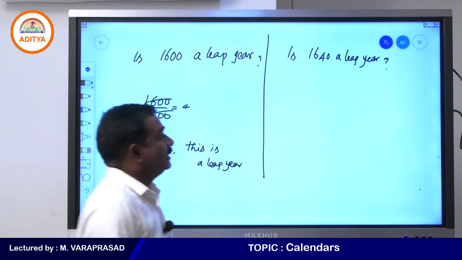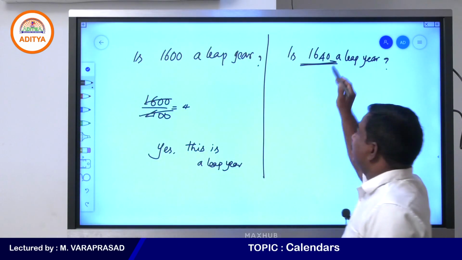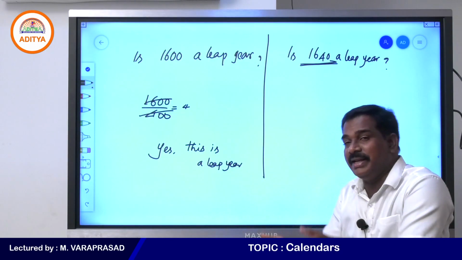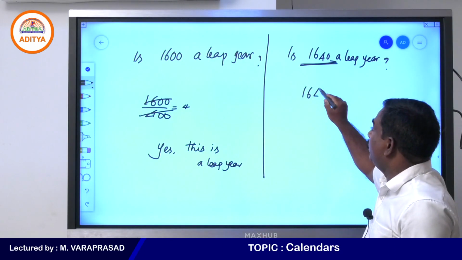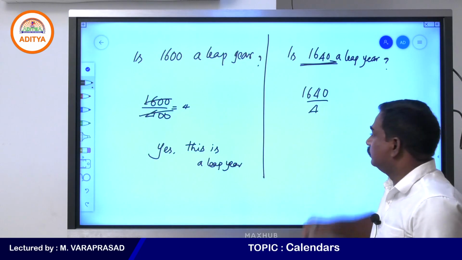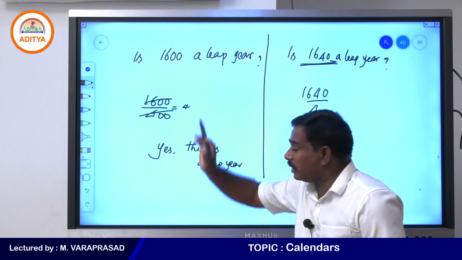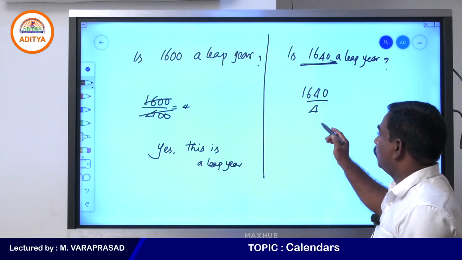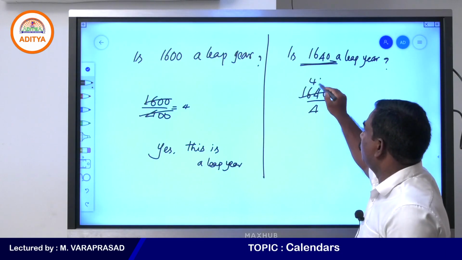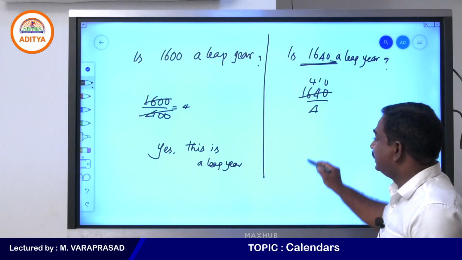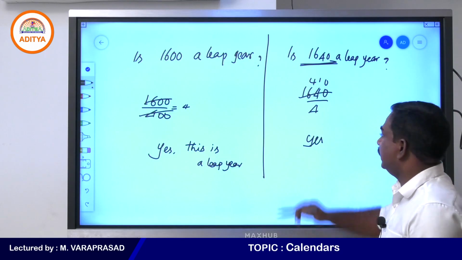Next one. 1640 is a general year, not a century year. 1600 means century. 1640 you need to divide by 4. Century year means 400, general year means 4. 4 fours, 4 ones, 41. Yes, it's a leap year.